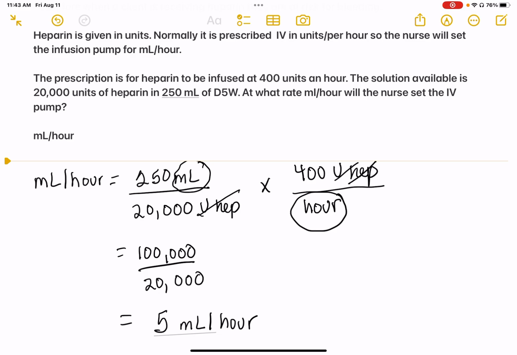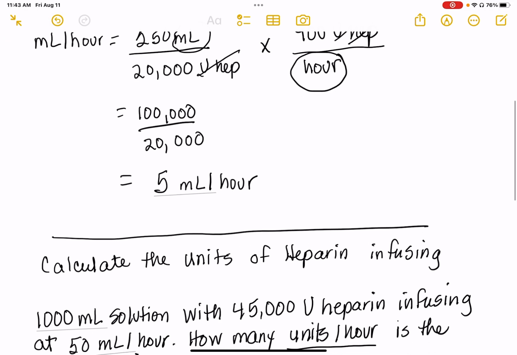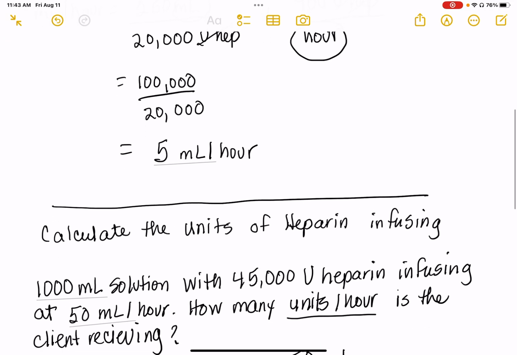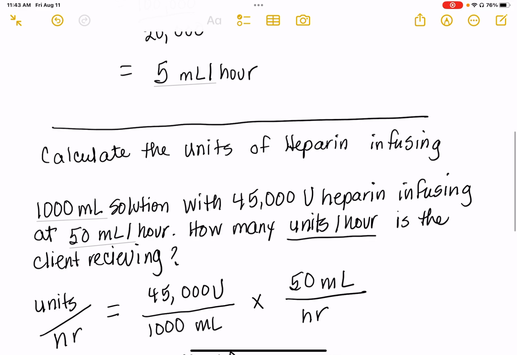Now, sometimes the problems are asked in a different way, and I want to just show you one of those. You're asked to calculate the units of heparin that are infusing, and you see here I've given you a 1,000 milliliter solution with 45,000 units of heparin infusing at 50 milliliters an hour. So the question comes, how many units an hour is that client receiving? And you want to work that out.